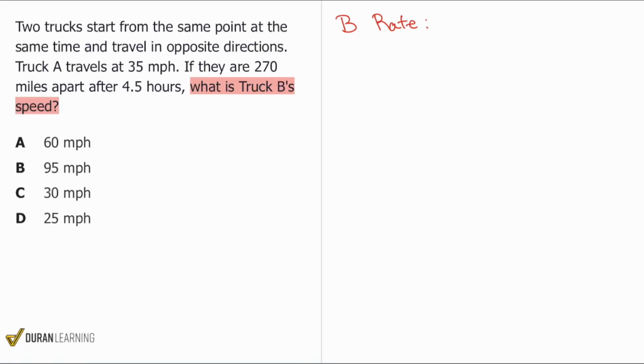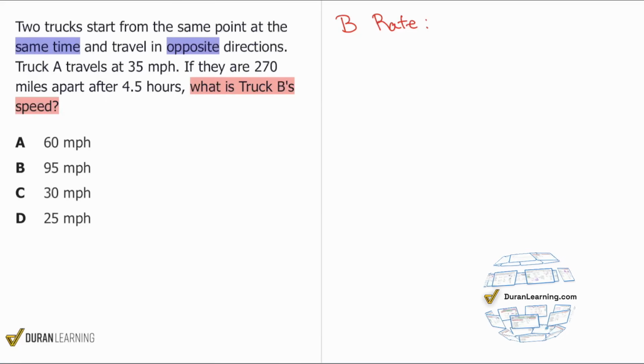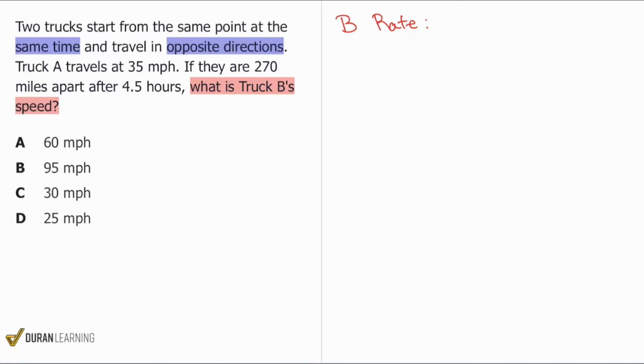Here it says two trucks start from the same point at the same time and travel in opposite directions. Everybody, help me out again. When we're talking about moving at the same time in opposite directions, what can we do with both the distances and the rates? We can add them. Exactly. Let me highlight that again. This is the biggest principle here. Remember that when we are moving at the same time in opposite directions, we can add those rates.